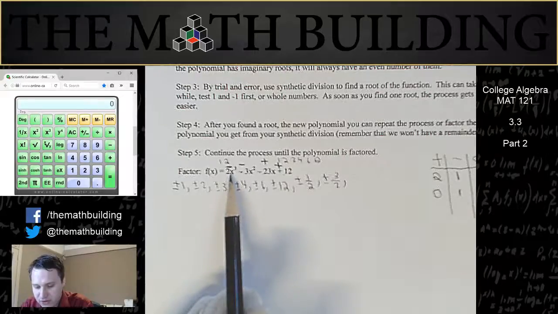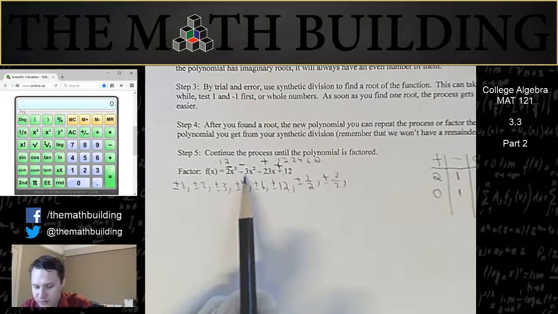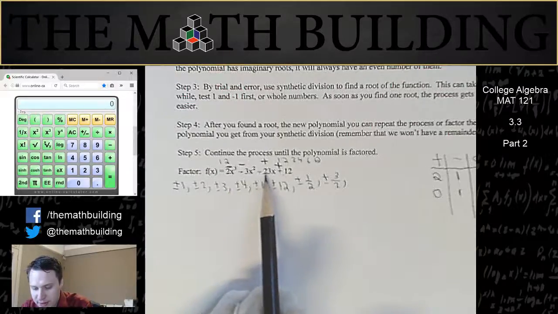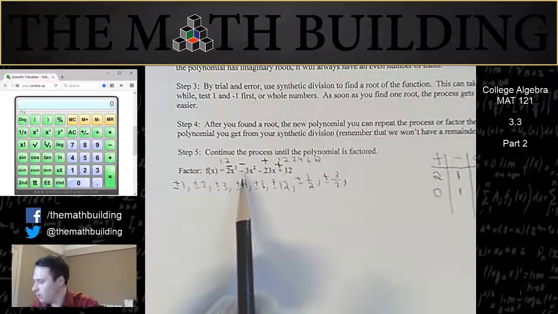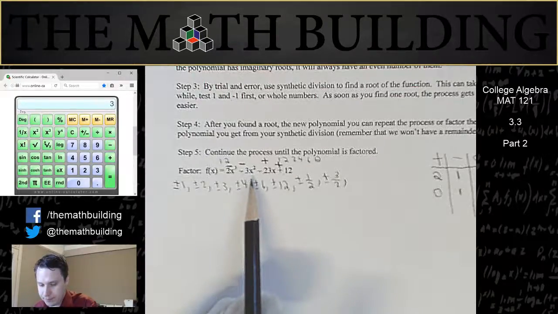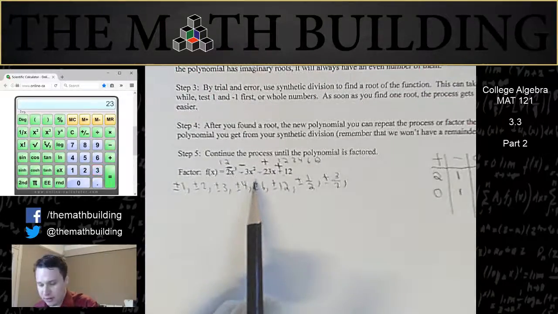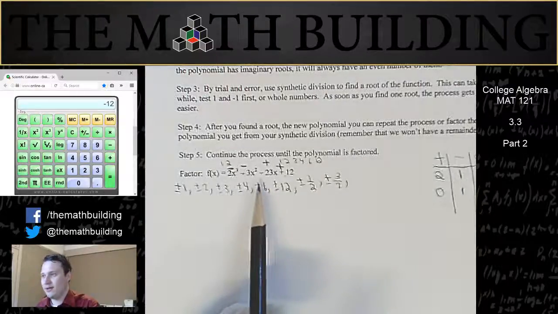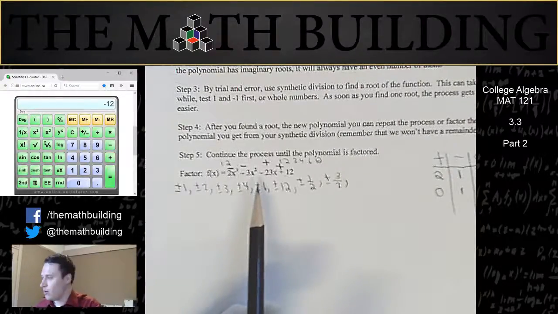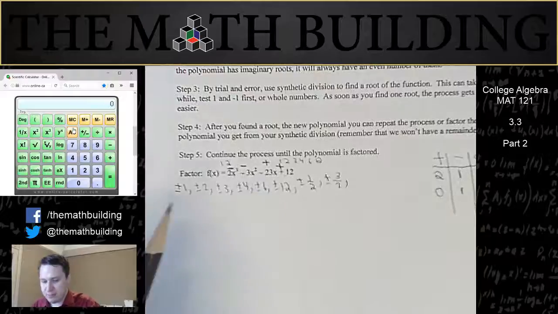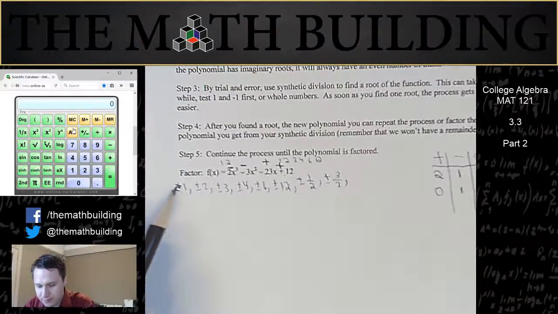2 times 1 is 2. 2 minus, all of these are going to just be 1s. So it's going to be 2 minus 3 minus 23 plus 12. Nope, that's not equal to 0. And so I know that positive 1 is not an answer.